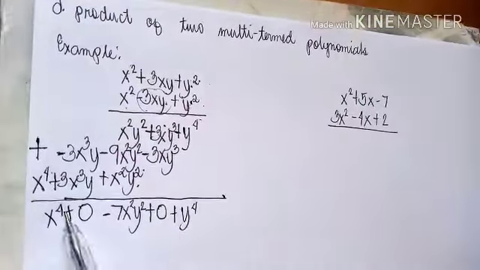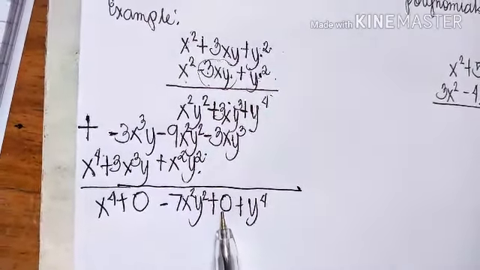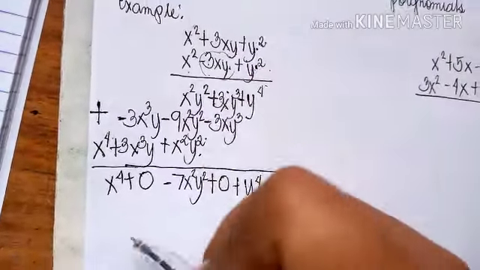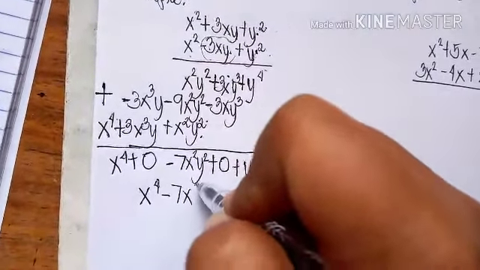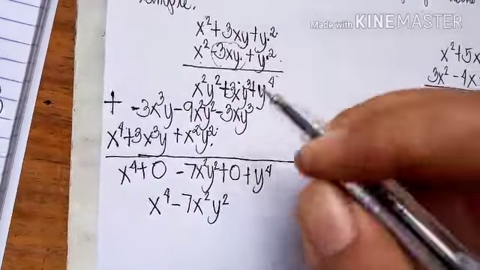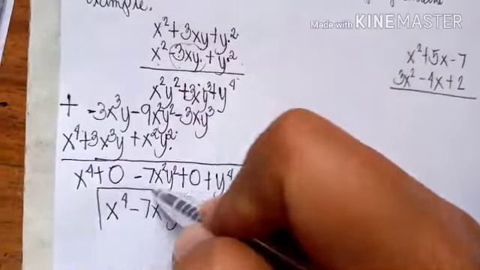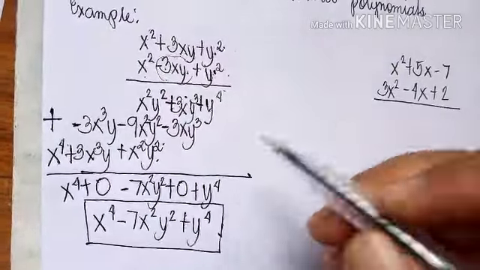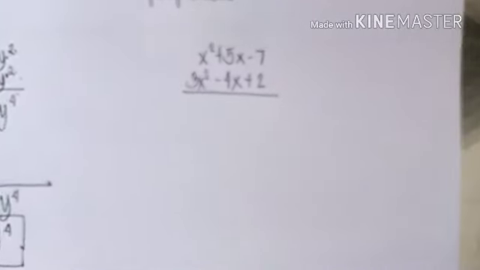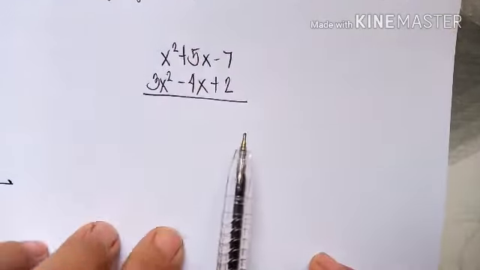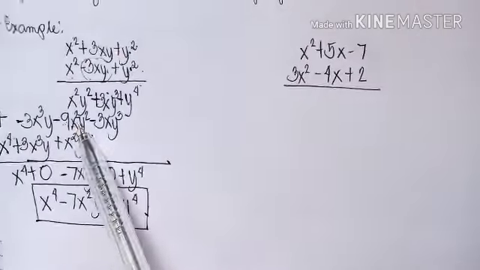Now, to further simplify this answer, since we have two zeros here, we're just gonna remove them. So our final answer would be x raised to 4 minus 7x squared y squared plus y raised to 4. So that is the answer already. Now let's try to go to the last example, this one. We're just gonna do what we did here also, okay?